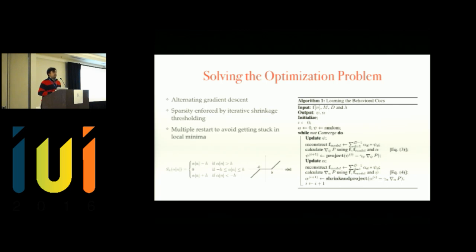We restart this algorithm multiple times to make sure it doesn't get stuck in local minima. And that's how we solve this algorithm. This gives us all the common patterns that this person shows. Now, how do we evaluate this system?